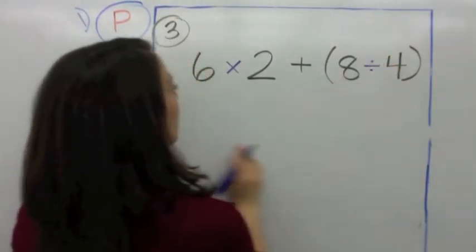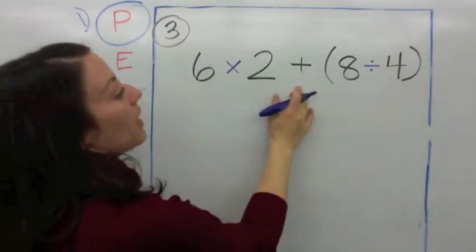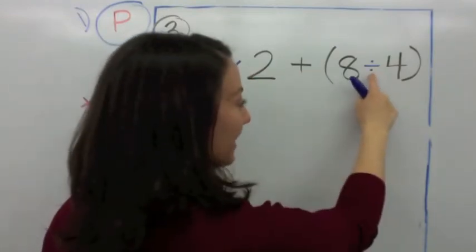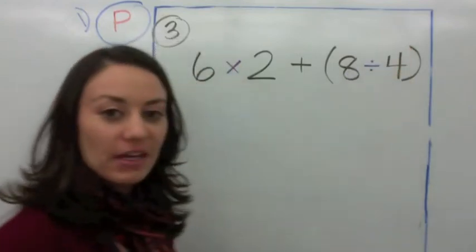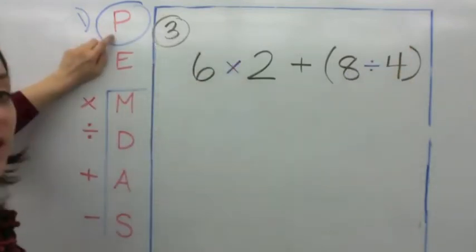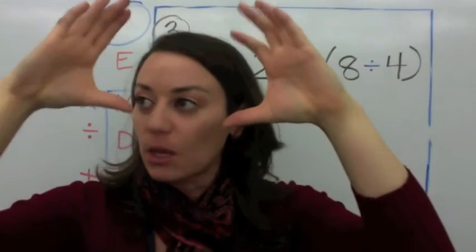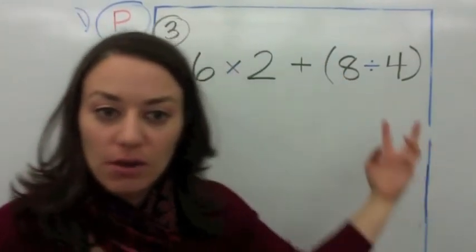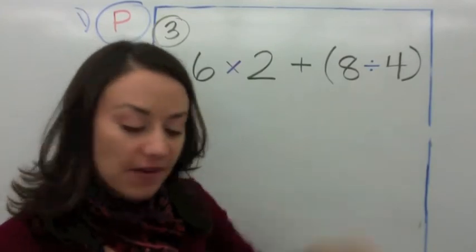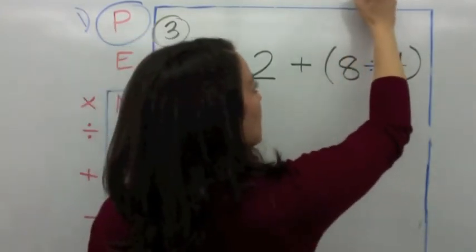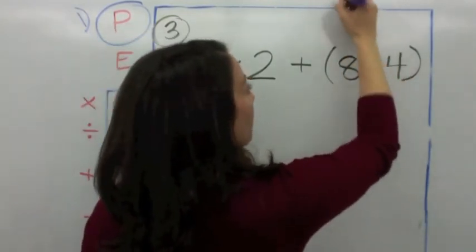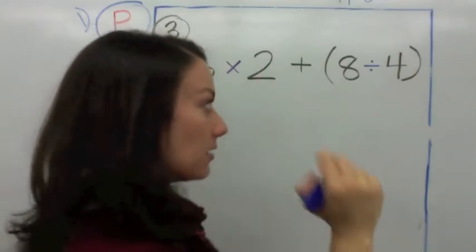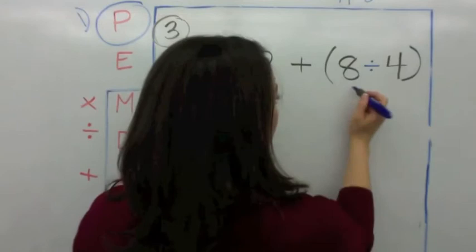Example 3 says 6 times 2 plus, in, what are these called? Parentheses, 8 divided by 4. So what do we have to work with first? Parentheses say work with me first. Okay? So let's go ahead and work inside the parentheses. What is 8 divided by 4? How many times do you skip count by 4 to get to 8? We say 4, 8, it's 2, right?